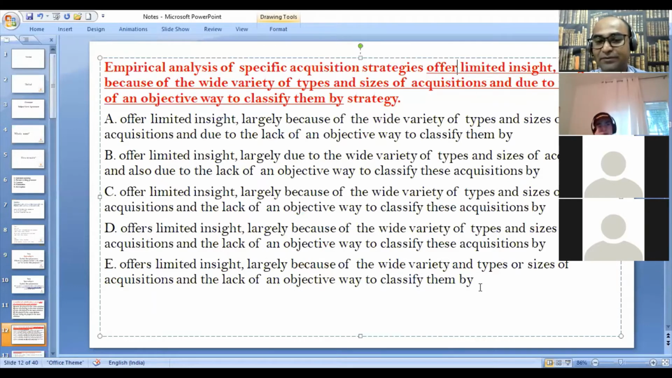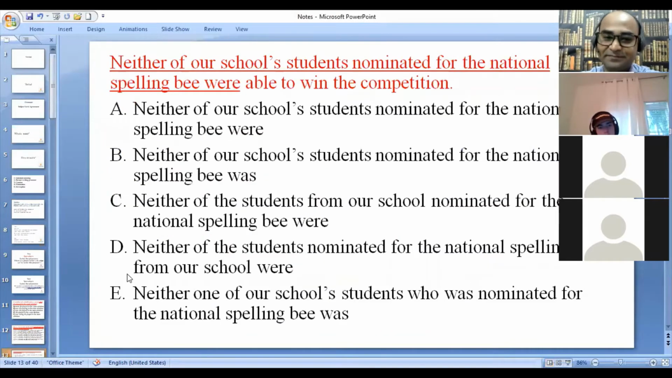Yeah, because when we see acquisitions and the lack of an objective way to classify them, an objective way to them? No, because it is singular. That's why them cannot be used, right? So people, that's why I said this is a shortcut. You need not worry. Very simple. Just have patience. Pick where the verb is. Go back to the first preposition and check where it is. The word before the first preposition is always the subject. Let us try again, 10 seconds.